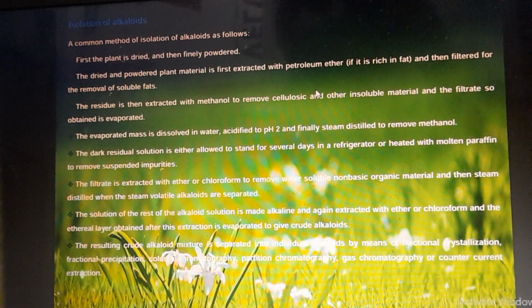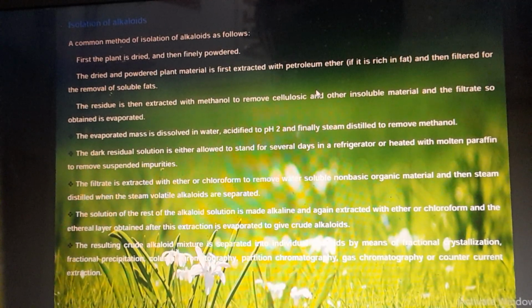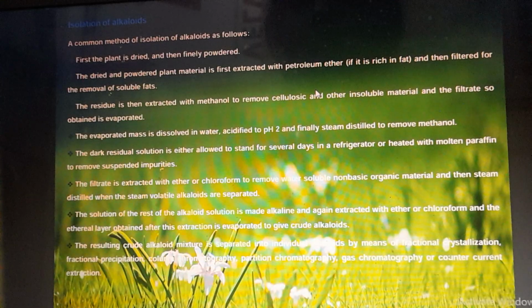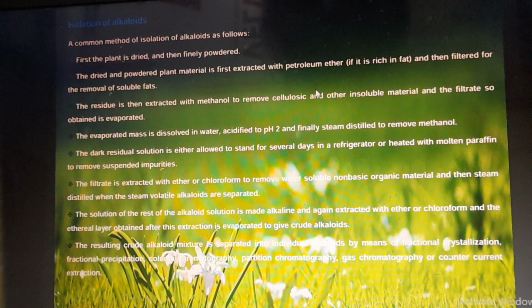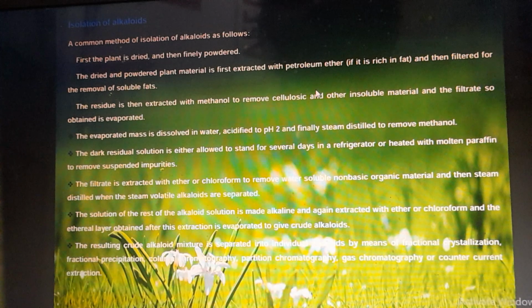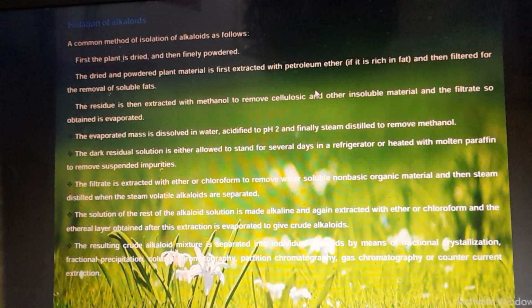Hello everyone. In the previous video we have already discussed the alkaloids, the introduction part and the general structure of the alkaloids. As I have already mentioned, alkaloids are found in the plants, the vascular plants. So today we are going to talk about the isolation of alkaloids from the plants. We will see it one by one, step by step.